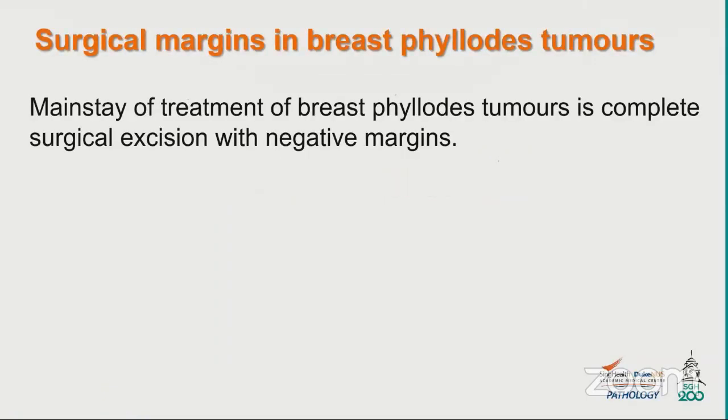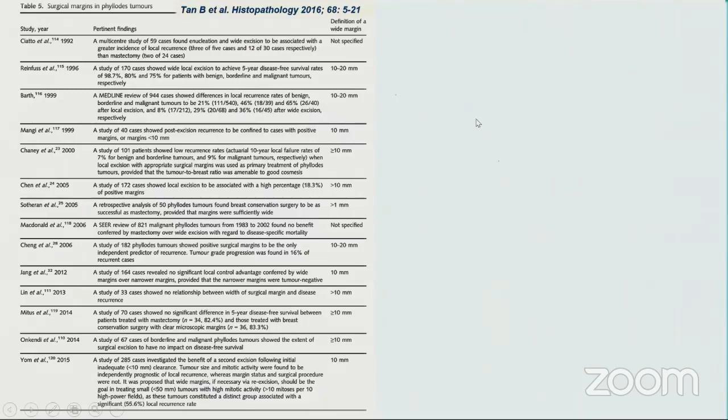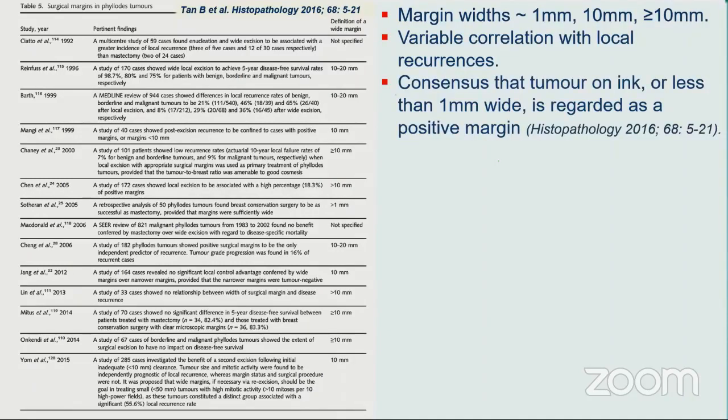The traditional approach to treatment of breast phyllodes tumors has been complete surgical excision to negative margins. But today, do all breast phyllodes tumors have to be widely excised? And if so, what is an optimal surgical margin width? This table lists some studies that have been conducted in relation to the margin widths of breast phyllodes tumor excisions ranging from 1 mm to 10 mm and more, finding variable correlation with local recurrences.